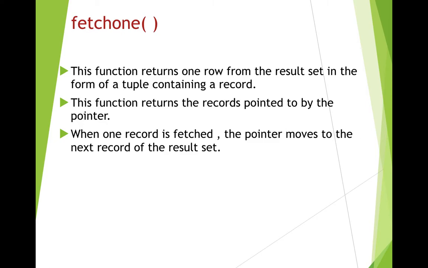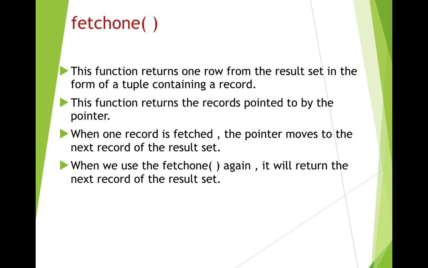Let's say there are 50 rows and you have given the fetch1 function once, then what will happen? The first record will be fetched, and once the first record fetching is completed, the cursor which is being created, as I have shown with the help of an animation, will move on to the next record, the next row, or the next tuple. When we use fetch1 again, it will return the next record of the result set. I will show it to you with the help of a program.